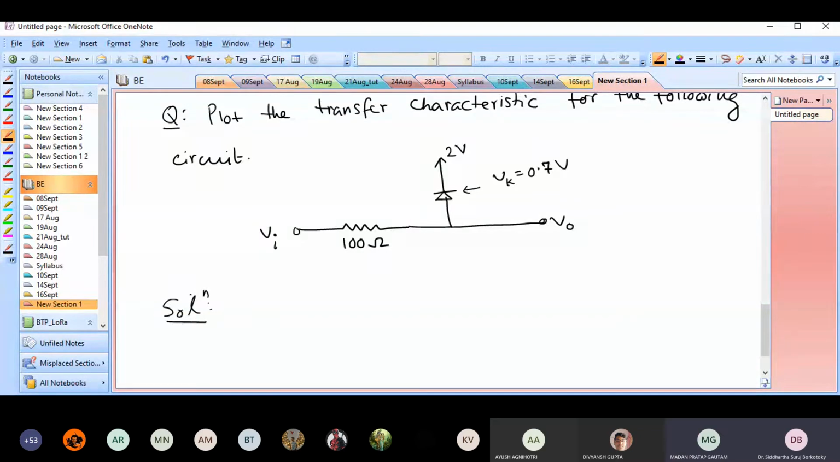What do you think this circuit might be doing? Clipper. Yes, exactly. So this is a clipper circuit. So how do I know it's a clipper?